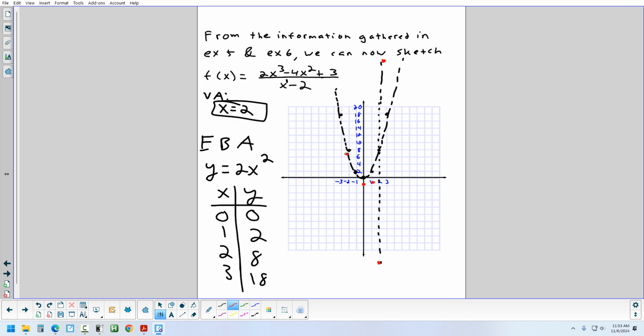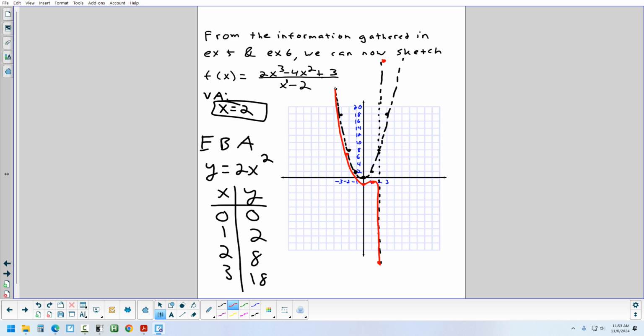So now I kind of have an idea of what that's going to look like. It's going to stay very close to this. All of a sudden it's going to curve again, and then the red and the black are going to continue to get closer and closer as you go up, just like that.